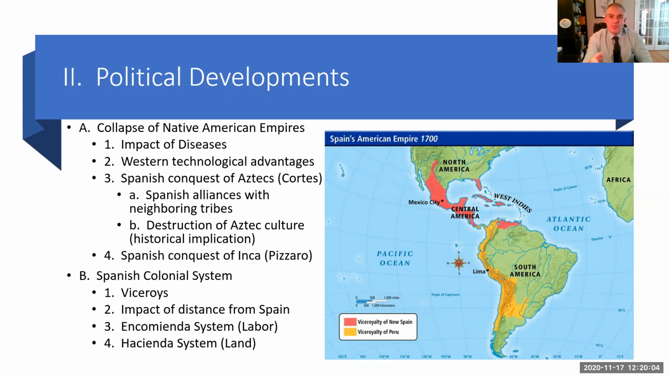So for number three and number four, we see a change to labor, which puts the Native Americans into a position of coerced labor. And we also see a land owning system that develops that the Americas had never seen before. And both of these are reinforced by the Spanish colonial government.